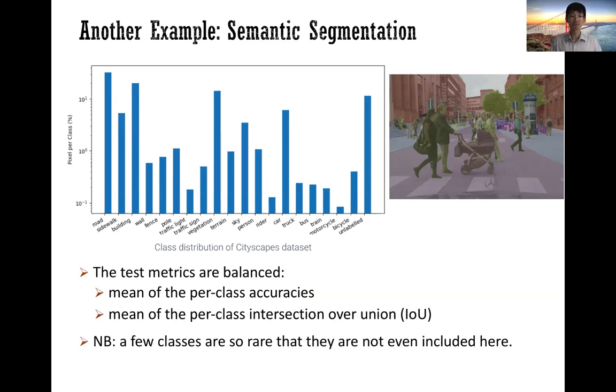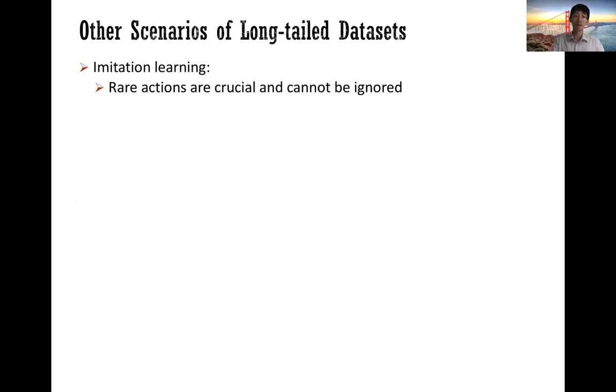test metric. And here, one of the interesting things is that there are actually a few classes in the original dataset which are so rare that they are not even included in the common benchmark comparisons. So this also suggests that rare classes are pretty hard to learn in these imbalanced datasets.